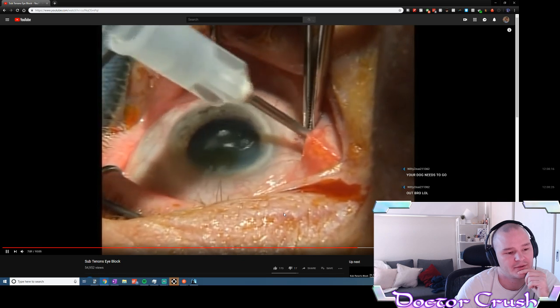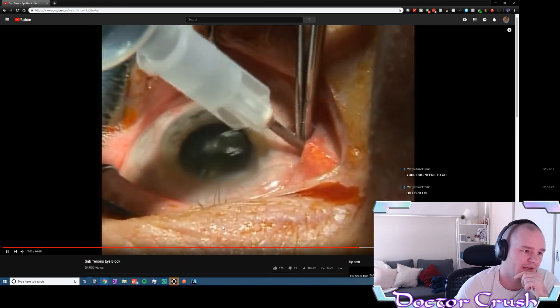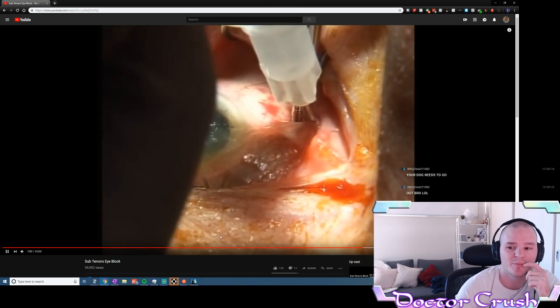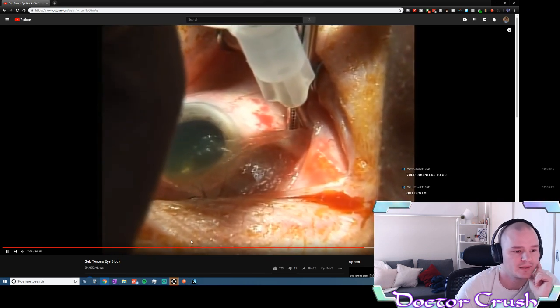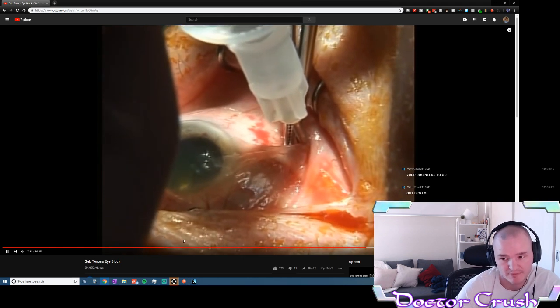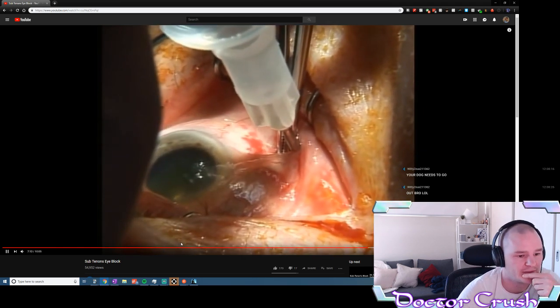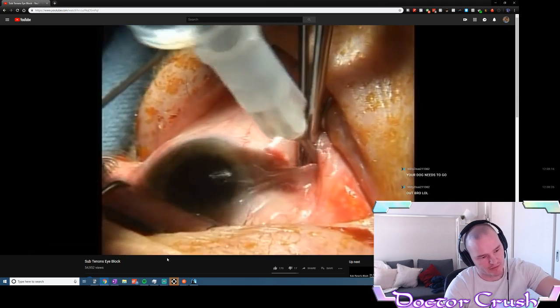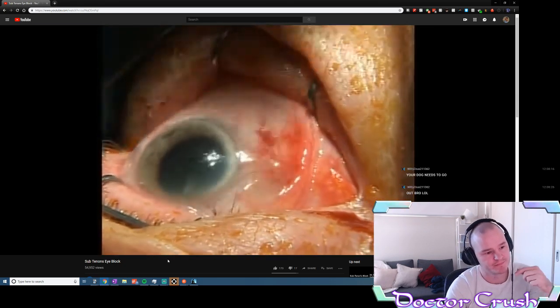Now you put the cannula in, the local anesthetic. Inject that behind the eye. And you'll see some of it coming out. That's fine. Most of it's getting behind the eye. See how the conjunctiva is sort of puffing out a little bit?